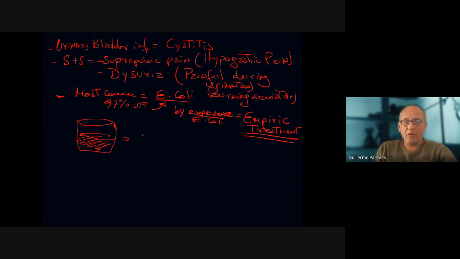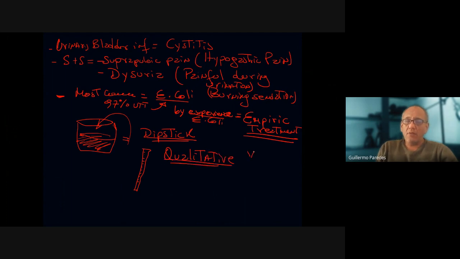In the lab they are going to use a dipstick. A dipstick is like a small paper that they put in the urine. With this paper, they are going to make some measurements. It's a qualitative measurement, so it's telling you yes or no, presence or no presence. They don't tell you how much bacteria you have or your number of white cells. They tell you presence or absence, okay?